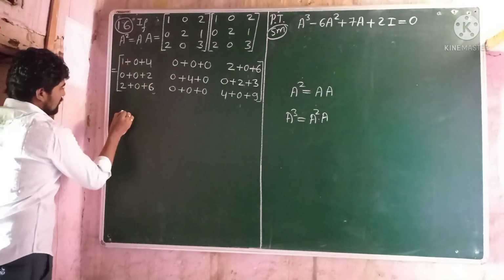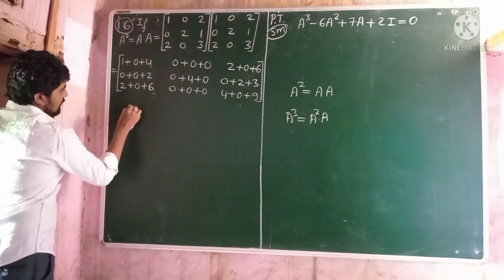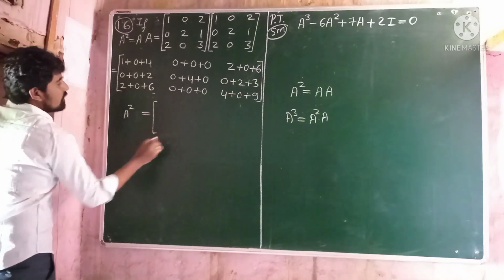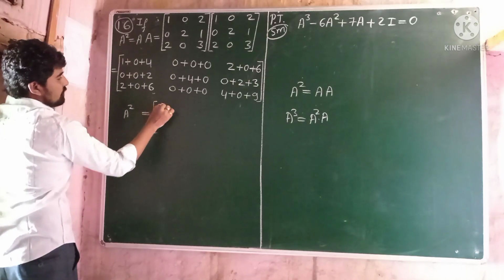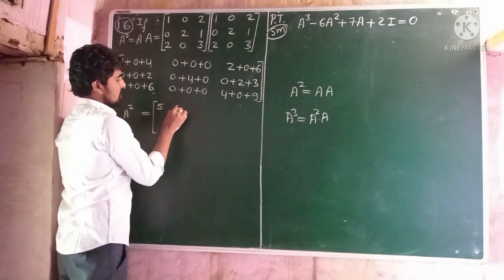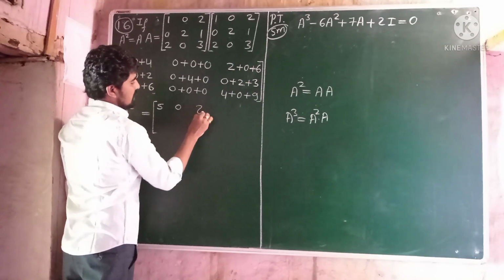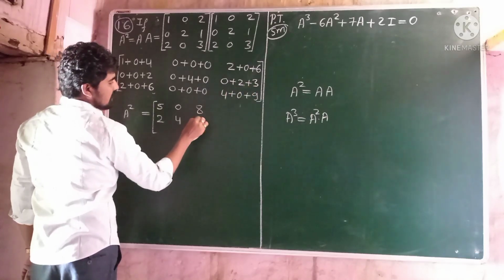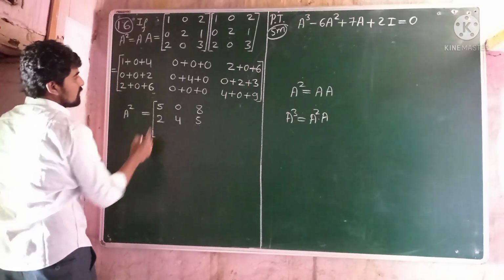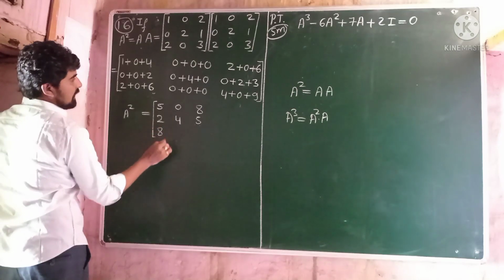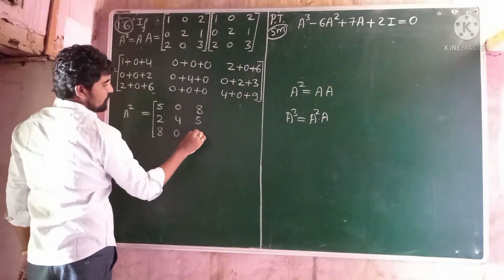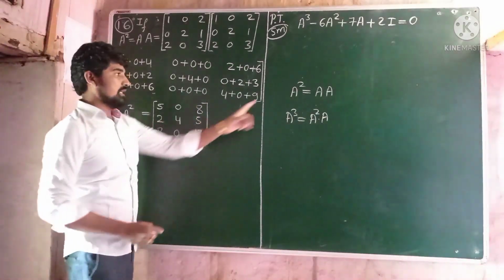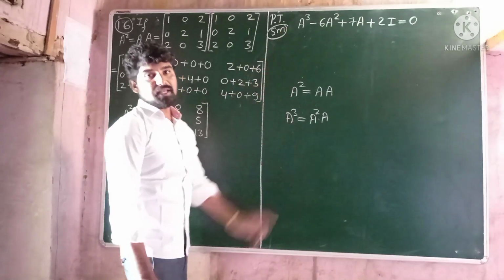Therefore, matrix A square is equal to: 1 plus 4 is 5, 0, 2 plus 6 is 8, 2, 4, 2 plus 3 is 5, 2 plus 6 is 8, 0, 4 plus 9 is 13. So this is the required matrix A square, and now we need to find the matrix A cube.